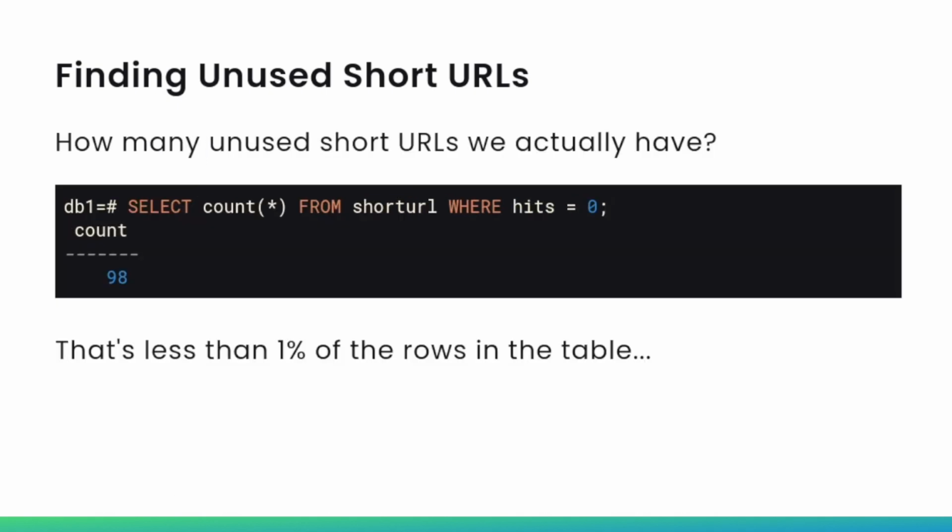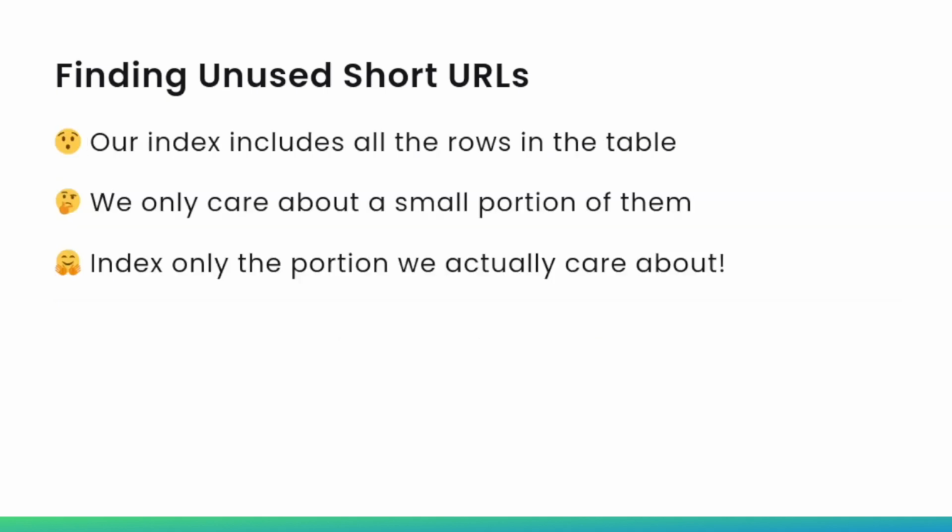Let's ask ourselves, how many actual unused short URLs do we have? Let's count them. Select count from short_url where hits equals 0. So we only have 98 short URLs which are unused. Which, if you think about it, makes sense even from a business perspective, because once you create a short URL, you immediately try it. So most short URLs should have at least one hit. We found 98 with 0 hits, which is less than 1% of the table. In other words, a very small portion of the table.